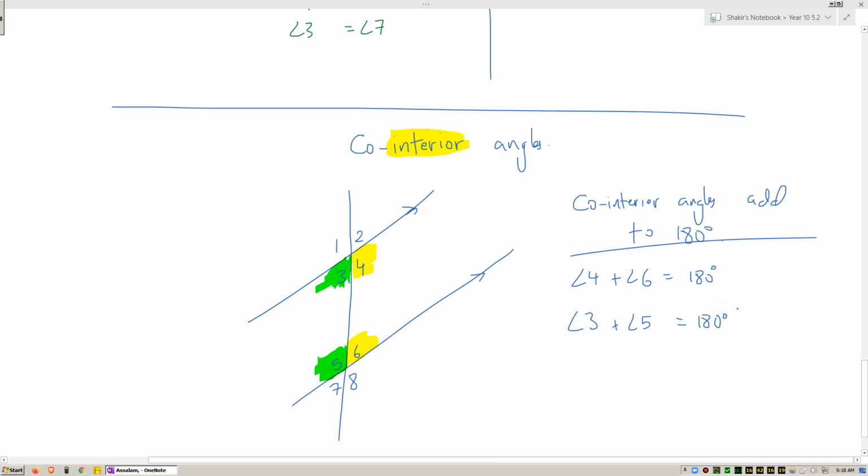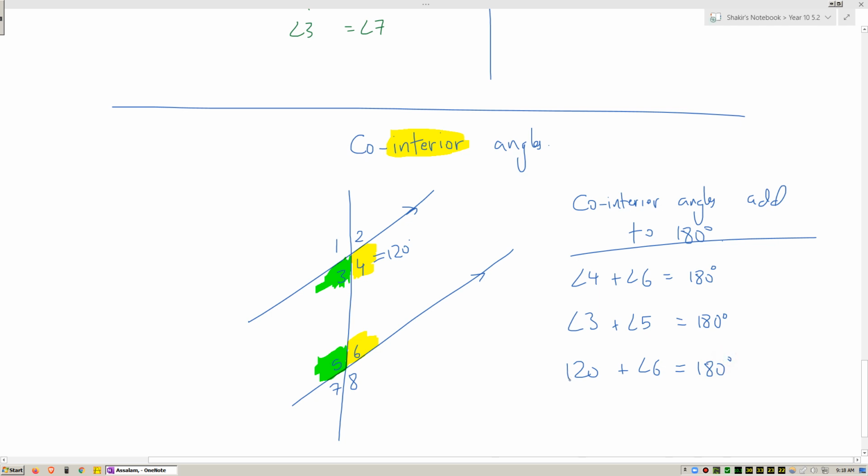That's pretty much it. Cointerior angles add up to 180. So, for example, if I told you angle 4 is actually equal to, I don't know, 120 degrees, then we can say angle 4 is 120 plus angle 6, and the both added together have to equal 180 degrees.